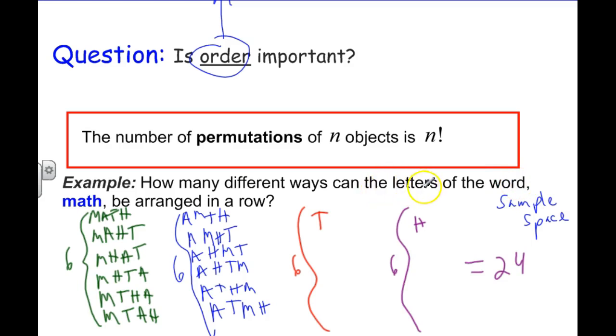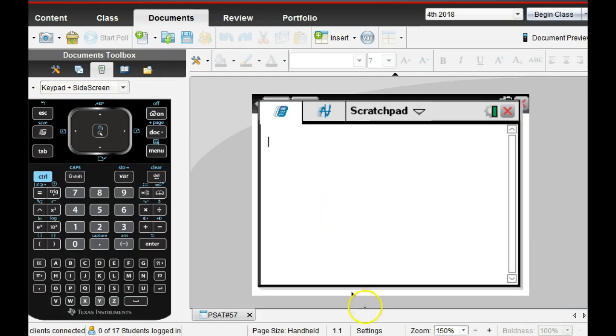By the way, you're ordering the letters. So order is important, so this is a permutation. And we can do a basic permutation with n factorial. In this case, we have 4 letters. So if I typed in 4 factorial into my calculator, which is the same thing as 4 times 3 times 2 times 1, which is 24, which is the same answer. So we get the same answer either way.